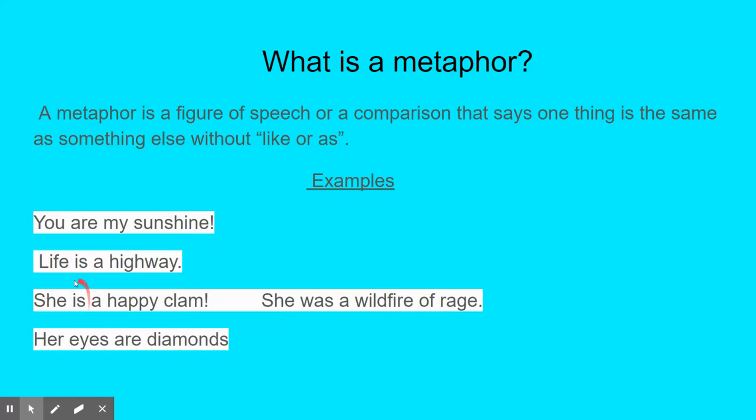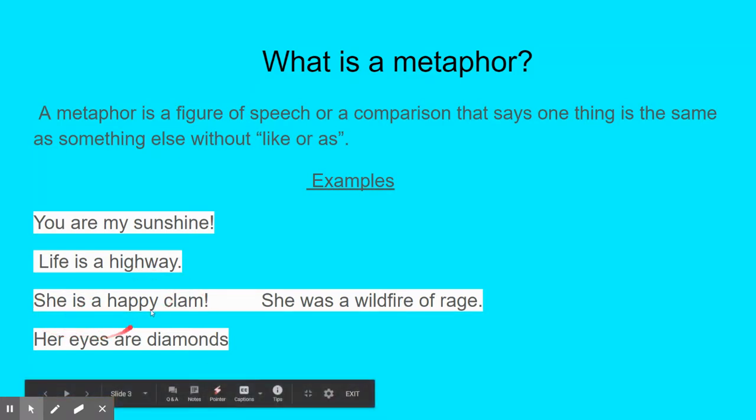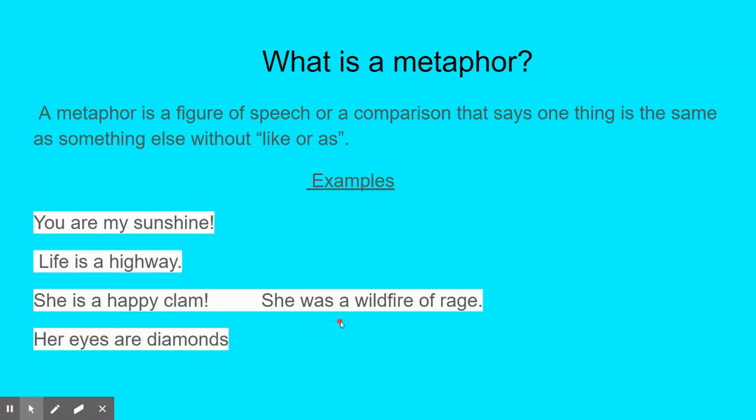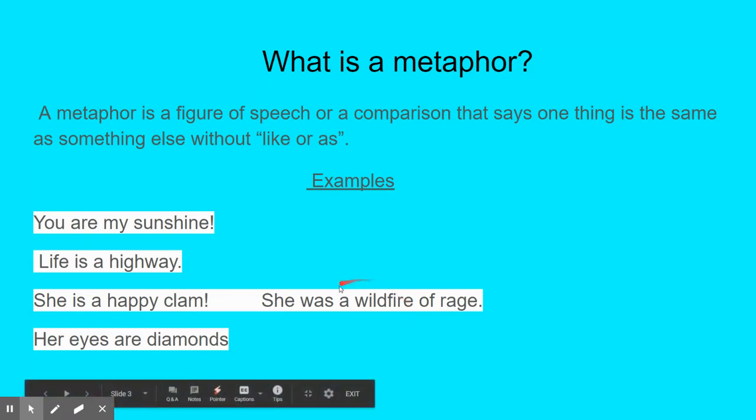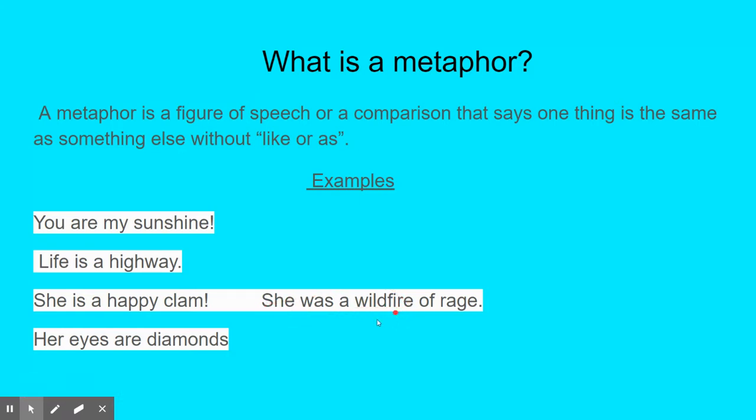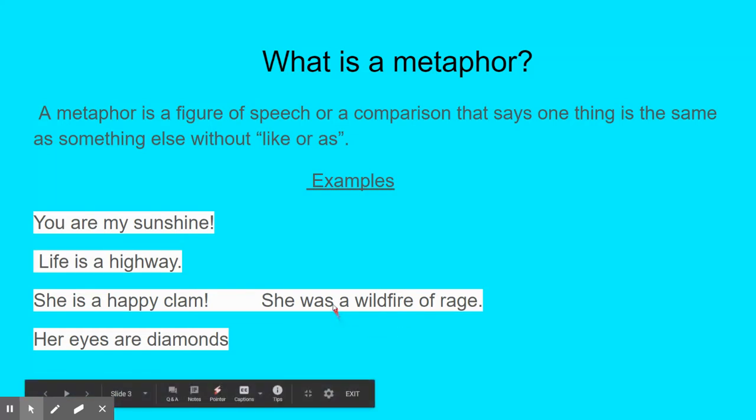She is a happy clam. They're comparing her to a happy clam, and there's no like or as, which means that this is a metaphor too. She was a wildfire of rage. They're comparing her to a wildfire of rage, which means that she was very mad, and there's no like or as, which means it's a metaphor.